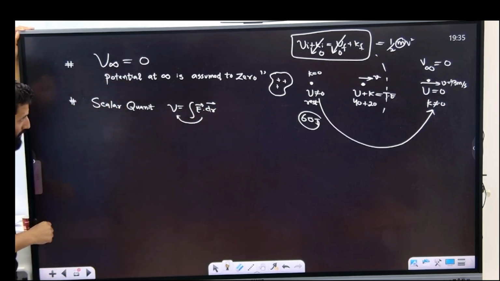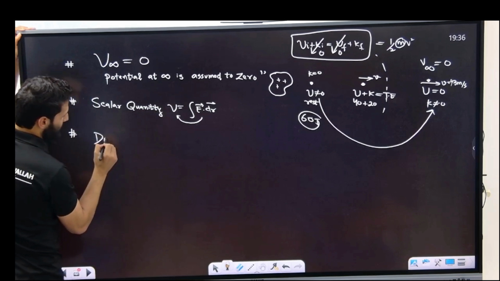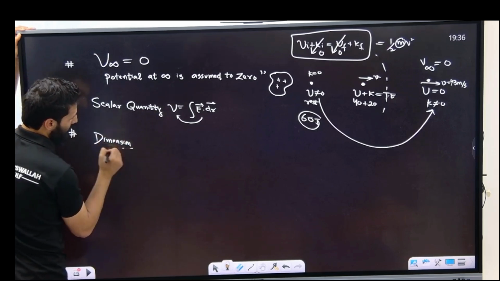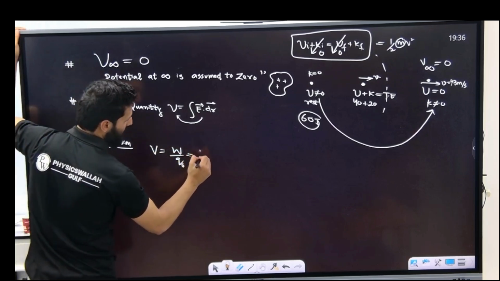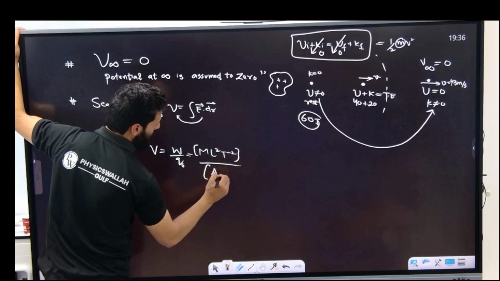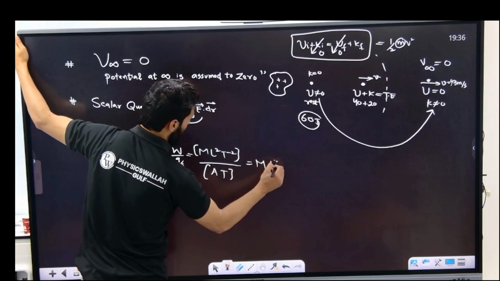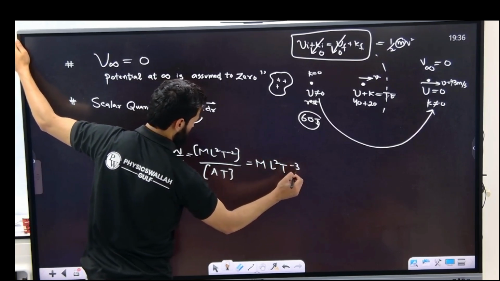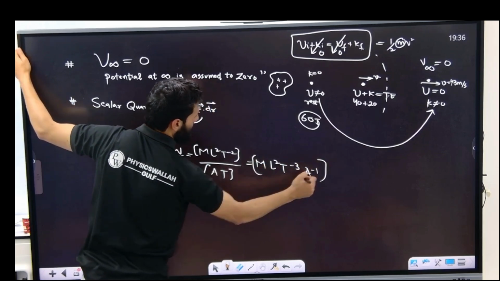Okay, sir, understood. Sir, what about its dimensions? No problem, dimensions are very easy. We know V is W by q naught. What is W? M L2 T minus 2. What is q naught? Charge, that is current into time. So the answer will be M L2 T minus 3 A minus 1.